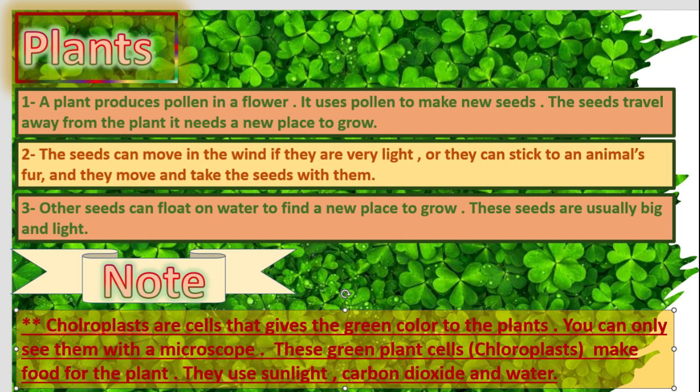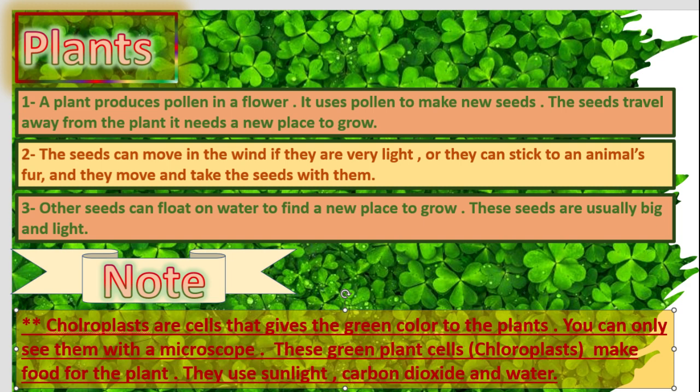Chloroplastis are cells that give the green color to the plants. You can only see them with a microscope. These green plant cells, which are chloroplastis, make food for the plant. They use sunlight, carbon dioxide, and water. So chloroplastis here are very small cells on the leaf of the plant.